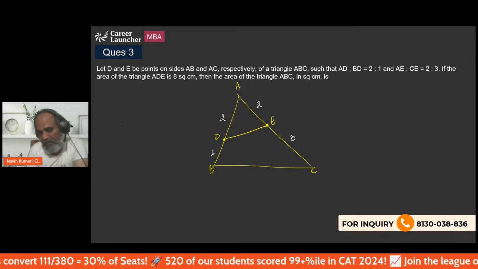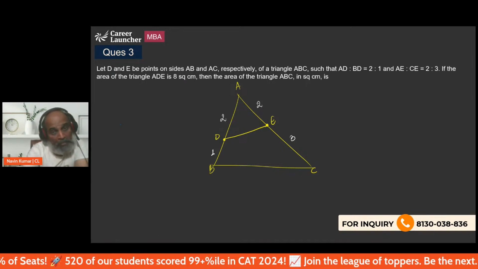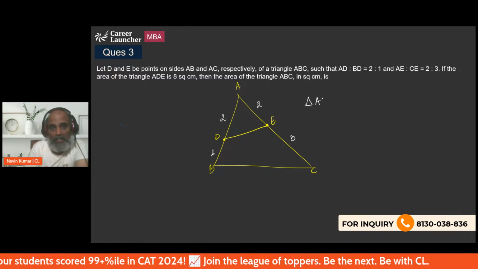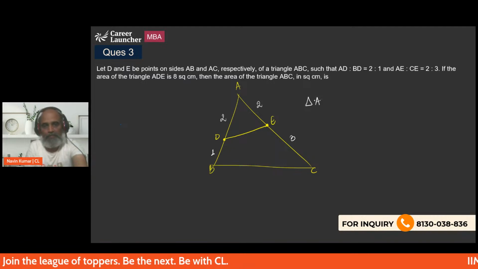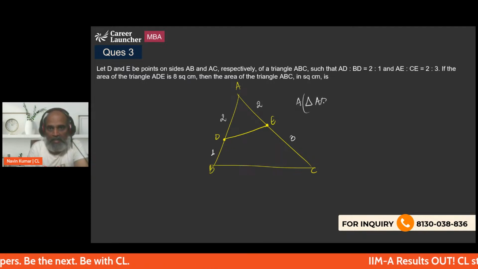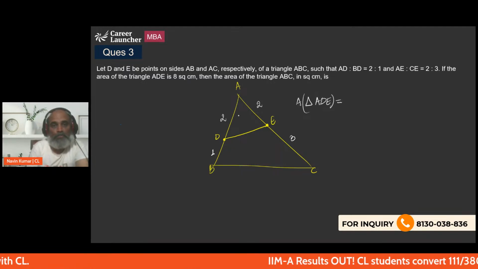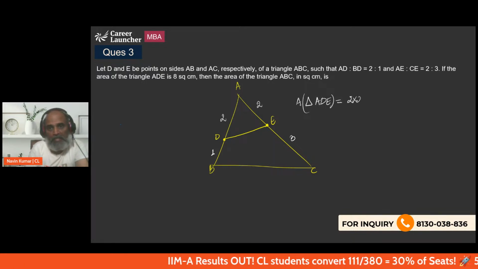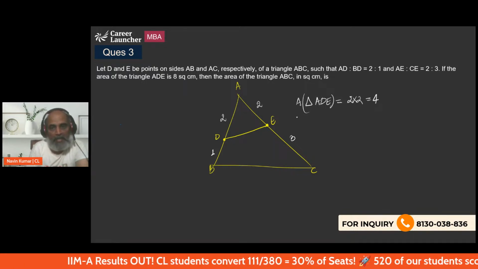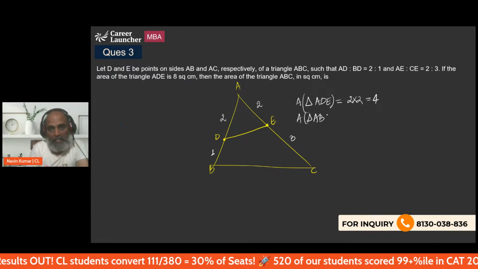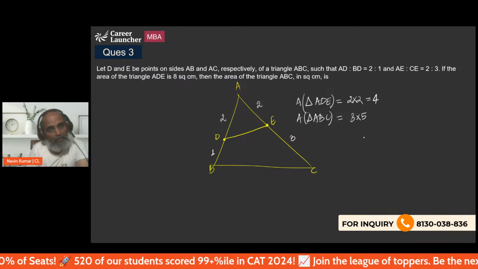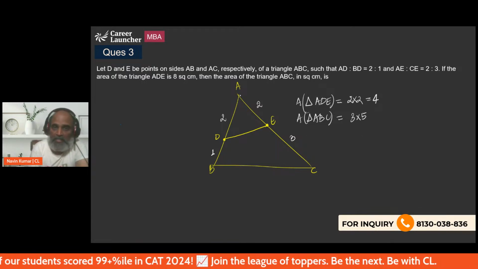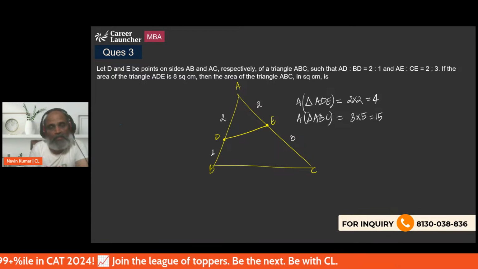So let's forget about 8 centimeters square. What we do in such questions is area of triangle ADE is going to be product of the two sides that you see. And area of triangle ABC is going to be product of the two same corresponding sides that you see. One side is 3, another is 5, right? This is the ratio that we are talking.